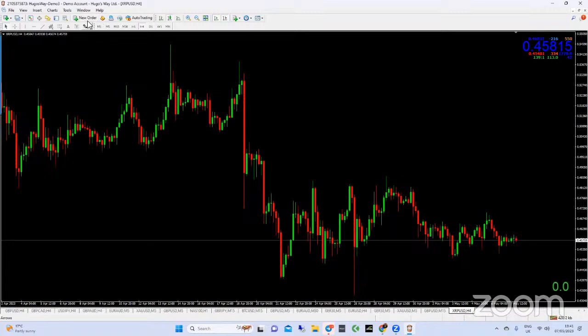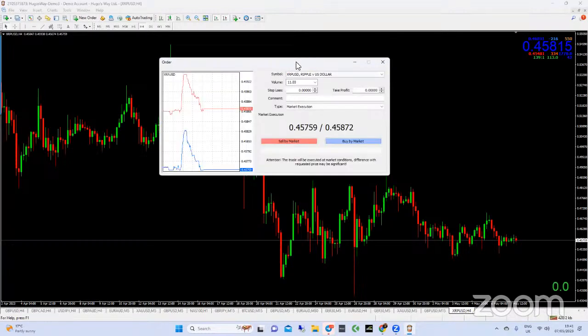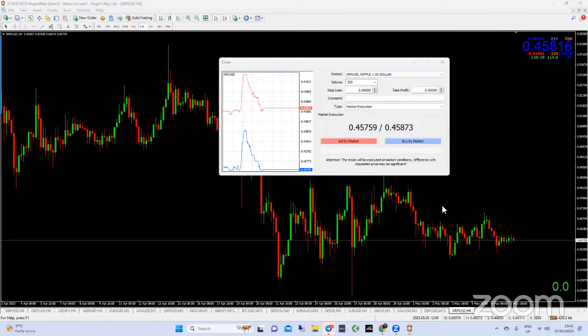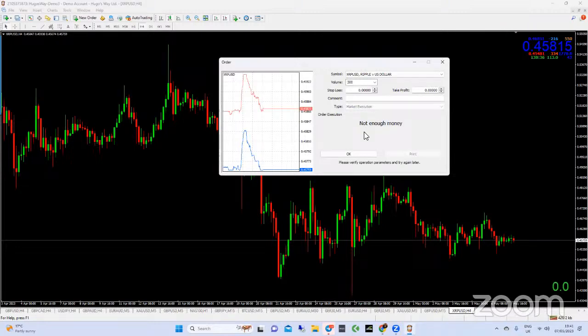Let's try and type in 300 lots. I hope this account will not take it. Let's see what error message comes up. If it takes it, then this account might be blown if the market goes in the wrong direction. Okay, let's do a buy. 300 standard lots. So you can see it says not enough money. That's a good safety feature which the brokers have put in place.